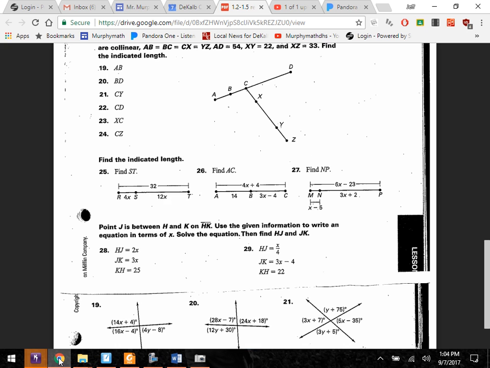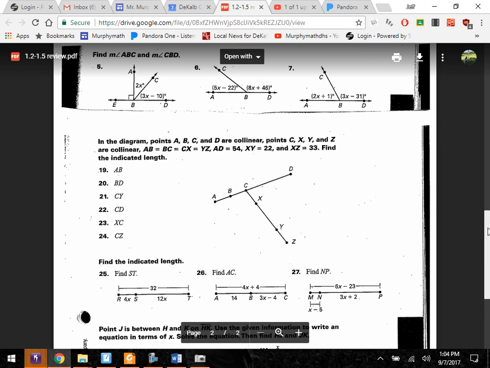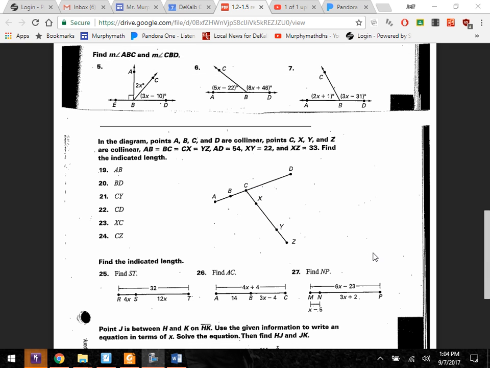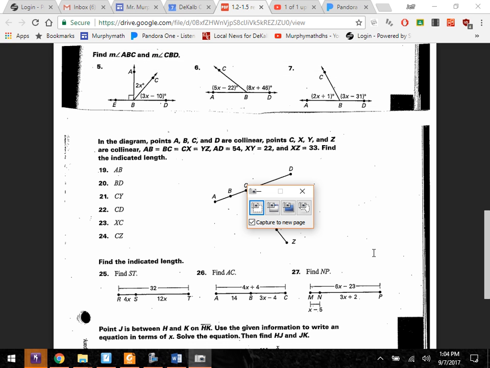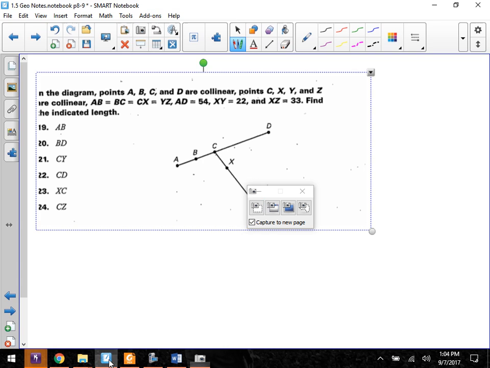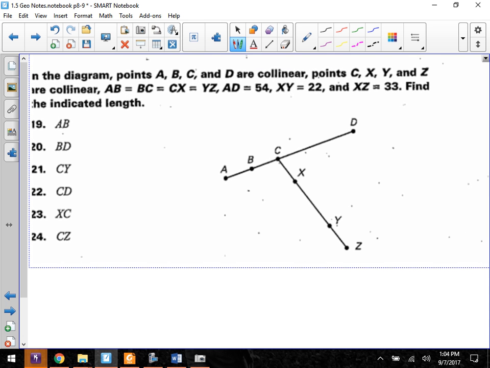Now go back again on that same side. Look at the problem above it. The problem above it talks about collinear points. It's a big picture diagram, isn't it? Big picture diagrams, you never read the questions until you fill in the diagram.